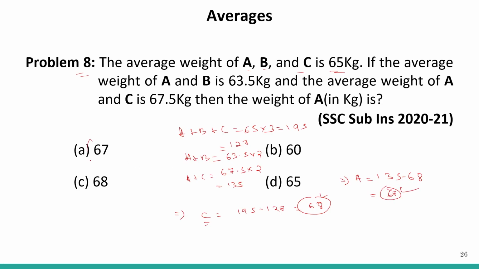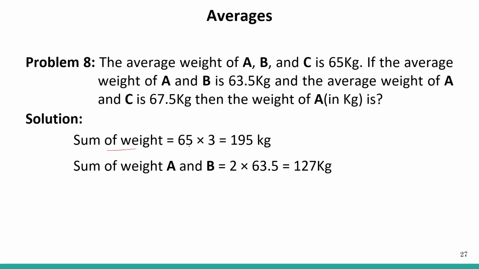So option A is the correct answer here. Option B, option D, option C, these are all wrong answers. 68 is the weight of C, but we are asked about the weight of A in kg. This question has appeared in the SSC 2020-21 sub inspector paper.